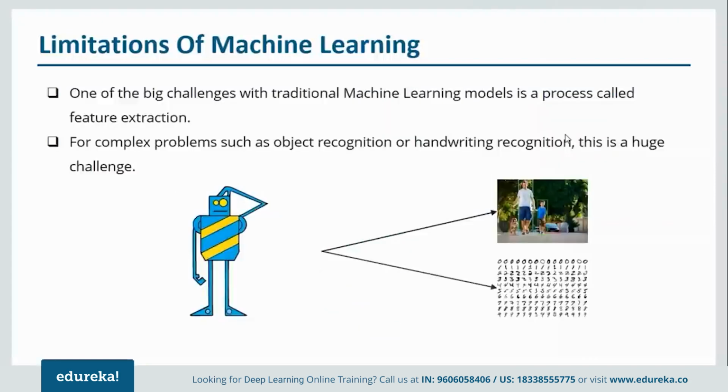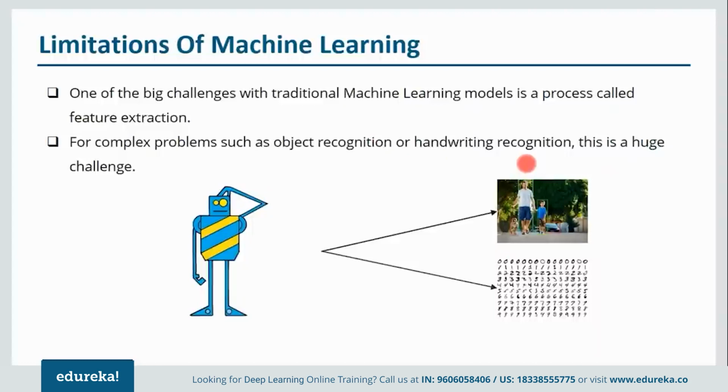Now one of the biggest challenges with machine learning models is feature extraction. Now let me tell you what features are. In statistics, we consider features as variables, but when we talk about artificial intelligence, these variables are nothing but the features. Because of that, complex problems such as object recognition or handwriting recognition become a huge challenge for machine learning algorithms to solve.